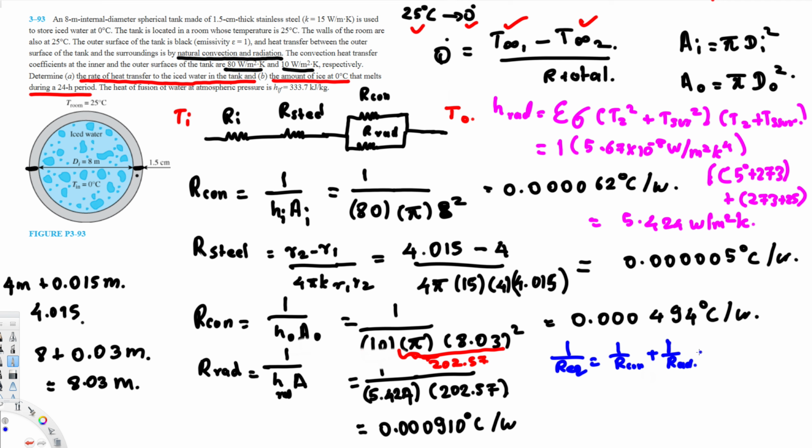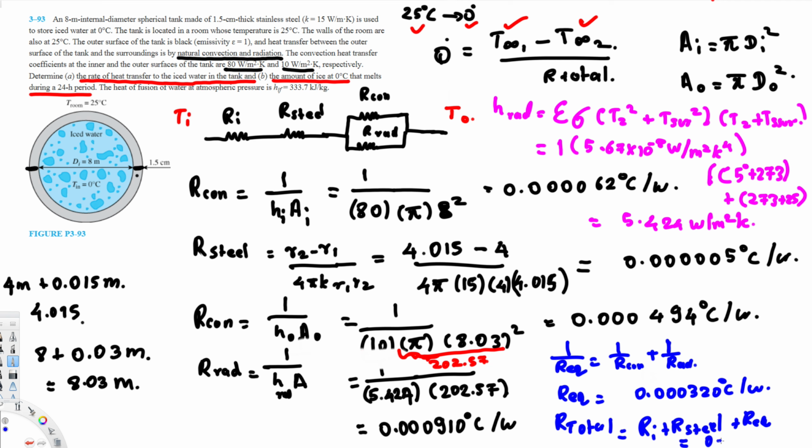And if you calculate this one, R equivalent comes out to be 0.00032 degrees Celsius per watts. Now we can calculate R total. R total is going to be R initial plus R steel plus R equivalent, right? And if you add them together, that's going to give you 0.000387 degrees Celsius per watts.